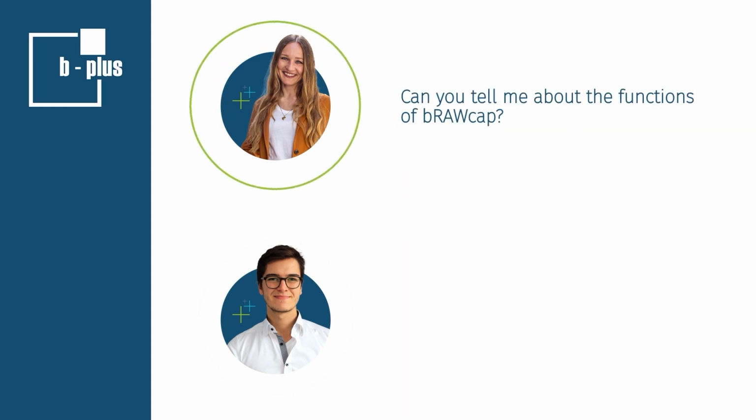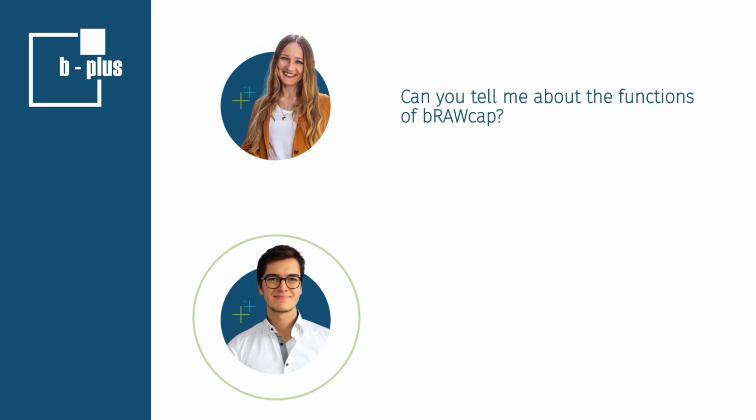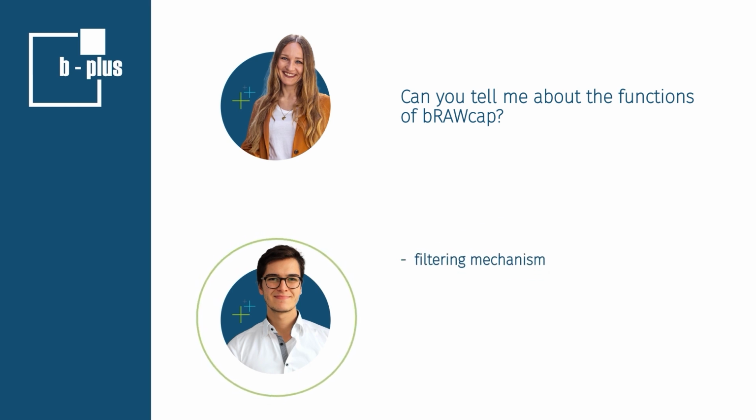Can you tell me about the functions of bRAWcap? Yes, of course, there are many special features which bRAWcap has, but I'm going to name just a few of them. First of all, we have the filtering mechanism, because in many cases it is not necessary to capture the whole traffic which is going on in your network, and therefore bRAWcap supports a byte filter mechanism which allows you to select specific packets very precisely.